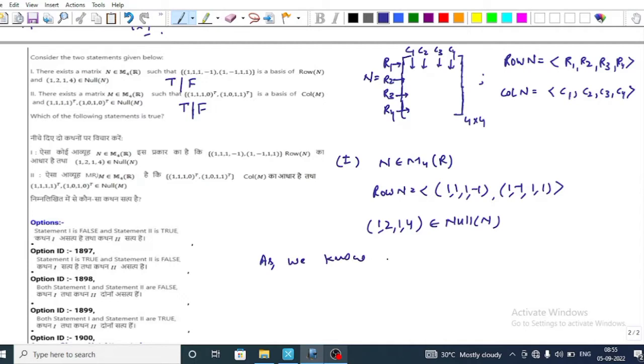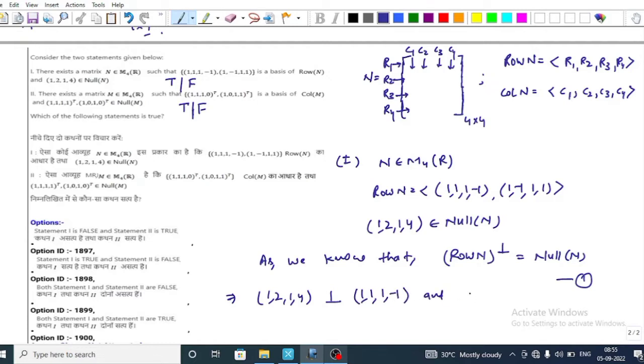As we know that the orthogonal complement of the row space of a matrix N equals the null space of N. This result implies that every vector in the row space of N is orthogonal to every vector in the null space of N. Now, this implies that (1, 2, 1, 4), which belongs to the null space, is orthogonal to (1, 1, 1, -1) and (1, 2, 1, 4) is orthogonal to (1, -1, 1, 1).